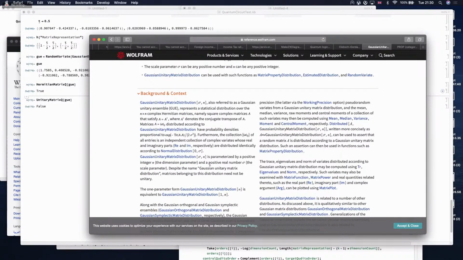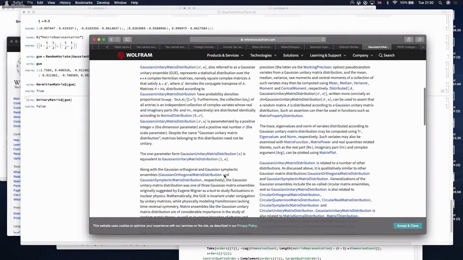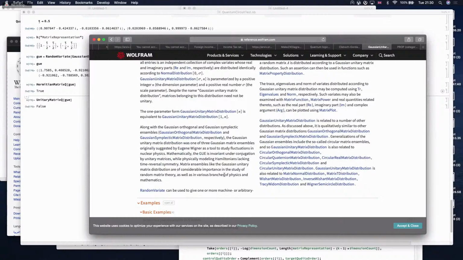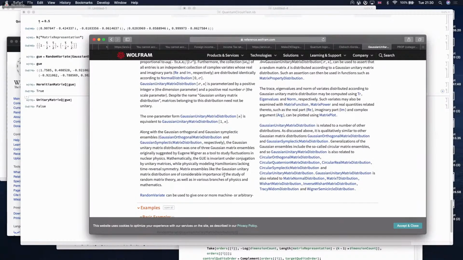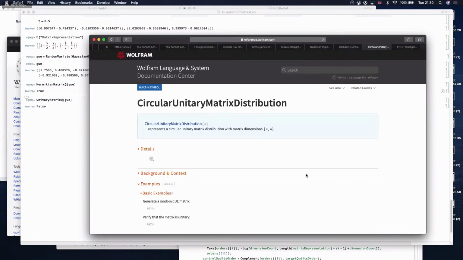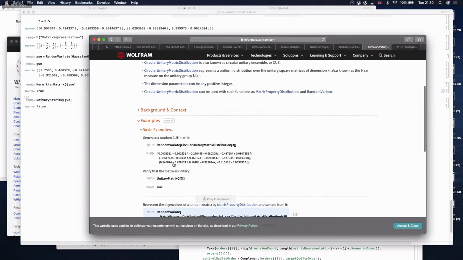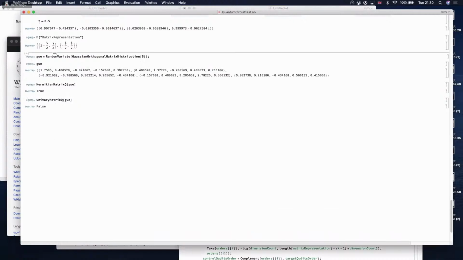Well, why is it called a unitary ensemble? The appallingly named Gaussian unitary ensemble. I remember being confused by this when trying to read about it. So what are the other types? There's got to be a way to make one. Okay, there is invariance under conjugation by unitary matrices. Circular unitary matrix distribution, that sounds relevant. Ah, yeah, okay, this is what we want. Okay, that's super confusing.